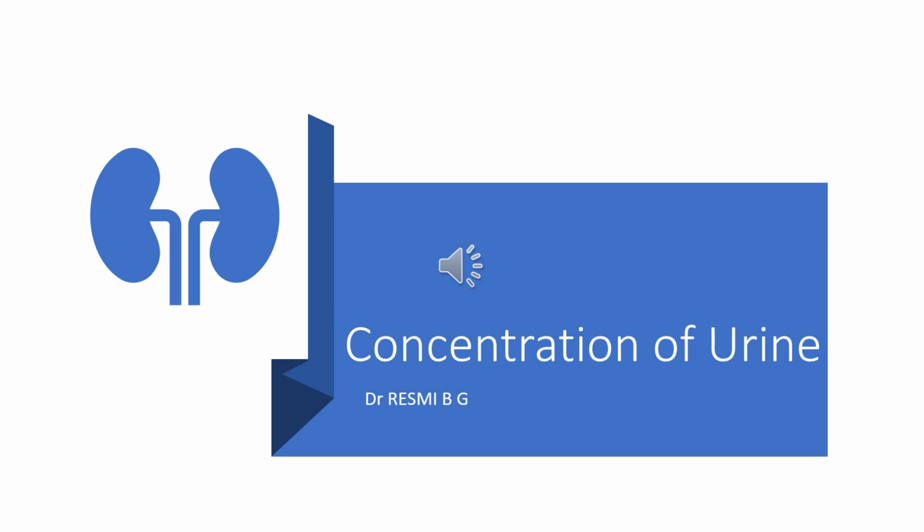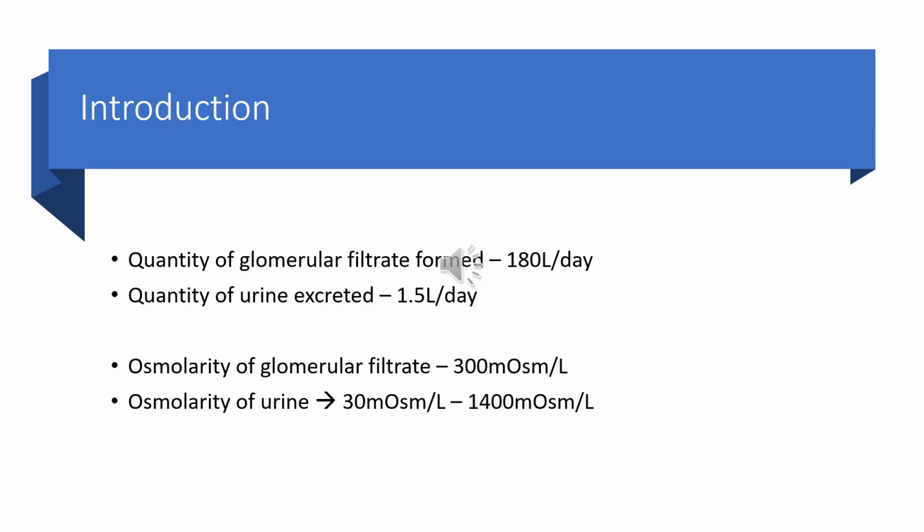Hello. We have seen how the urine is formed through the three steps: glomerular filtration, tubular reabsorption, and tubular secretion. Now let's see in brief how this urine is concentrated. In human beings, the quantity of glomerular filtrate produced is about 180 liters per day. Though it is so, the quantity of urine excreted is only 1.5 liters per day, which means that normally the kidney excretes a concentrated urine to prevent volume depletion from the body.